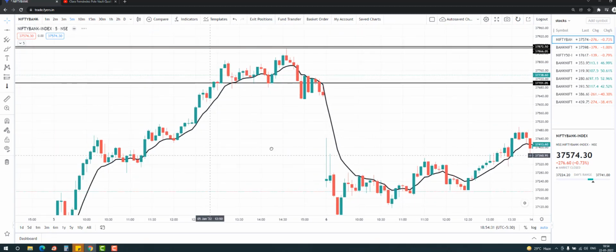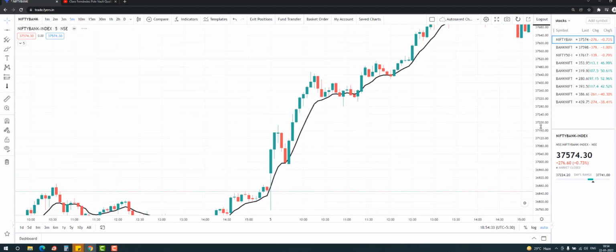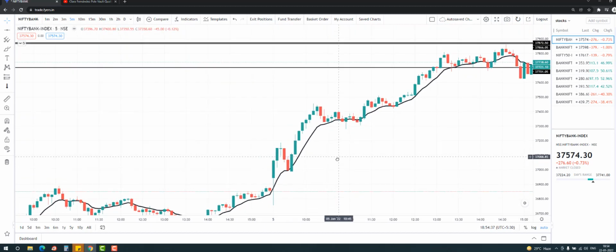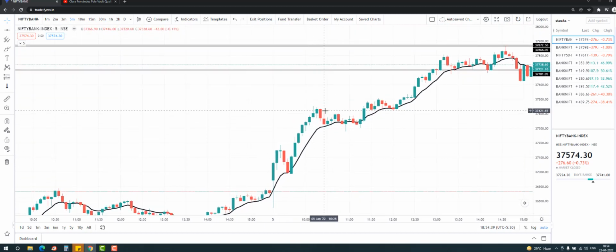Let's find another trade here. Wow, what an uptrend. You missed a trade here. Don't worry, you are into the trade. We will not miss this. You found this exactly the right place.